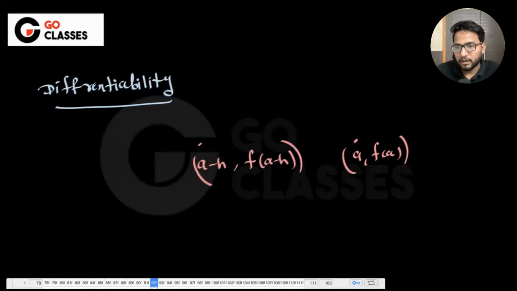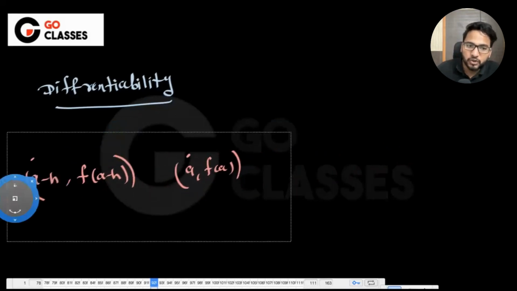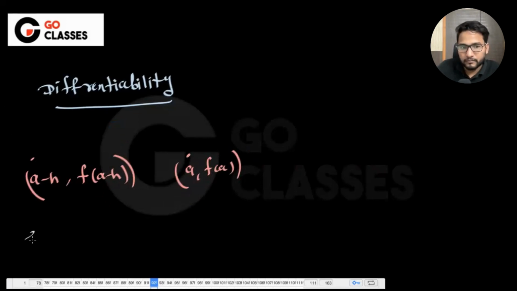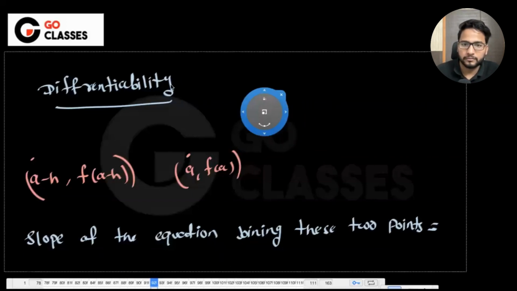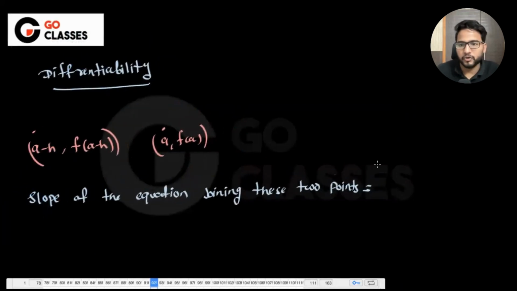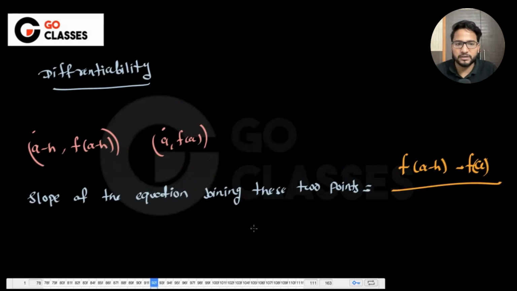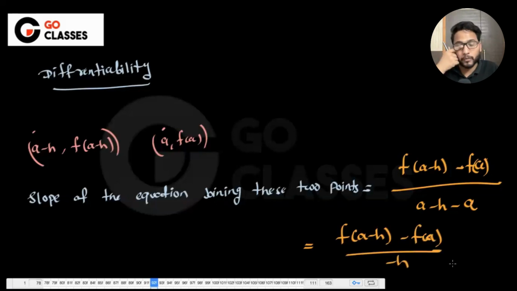So if I just talk about the slope of the line which is joining these two points, can you write that slope? Slope is equal to y2 minus y1, which means f(a minus h) minus f(a). Either you write f(a) minus f(a minus h), it does not matter; whatever convention you want to follow, you can follow. This is a minus h upon minus a. So it will be f(a minus h) minus f(a) upon minus h, right?